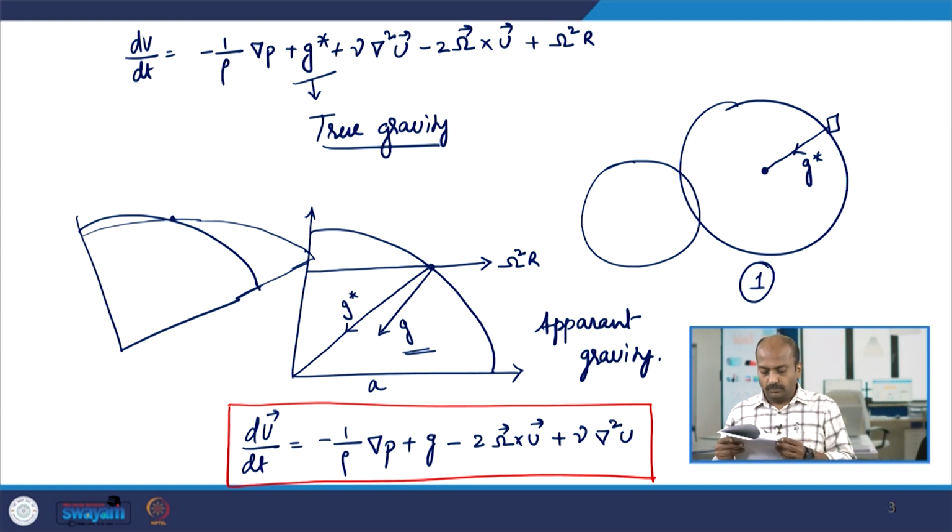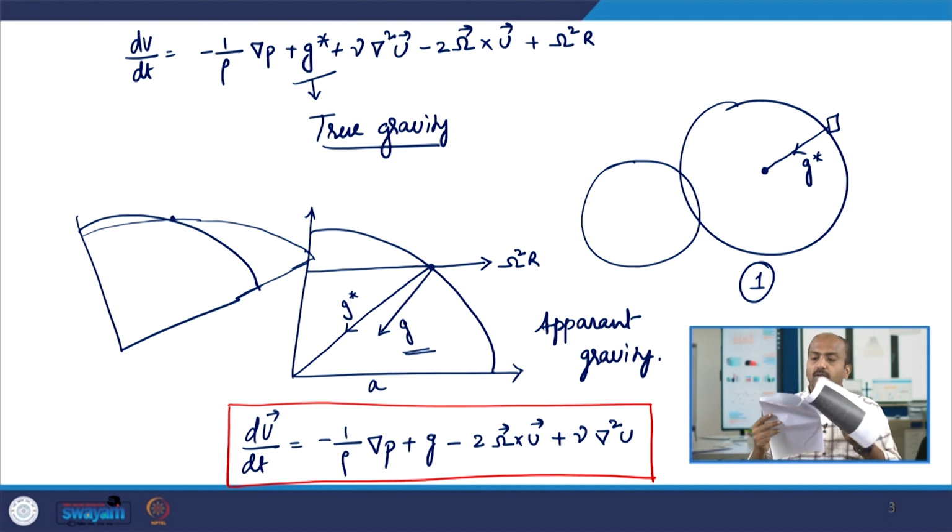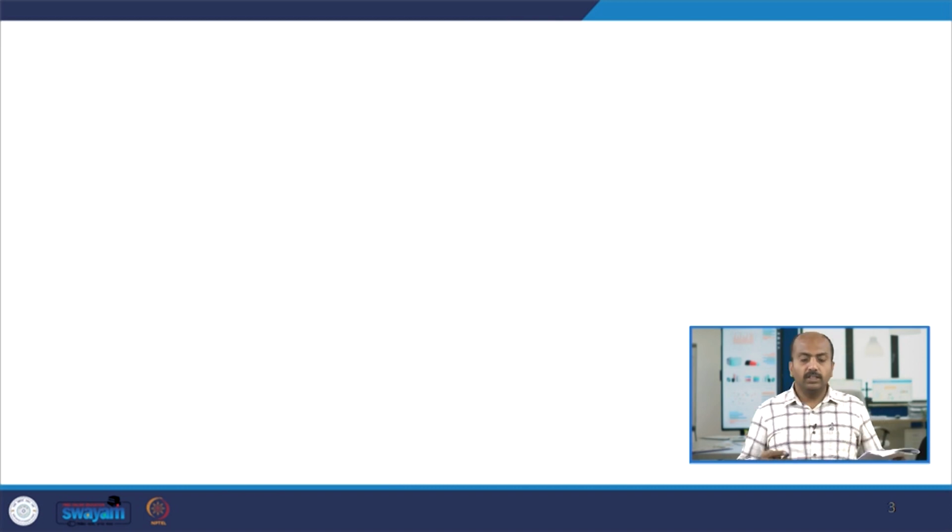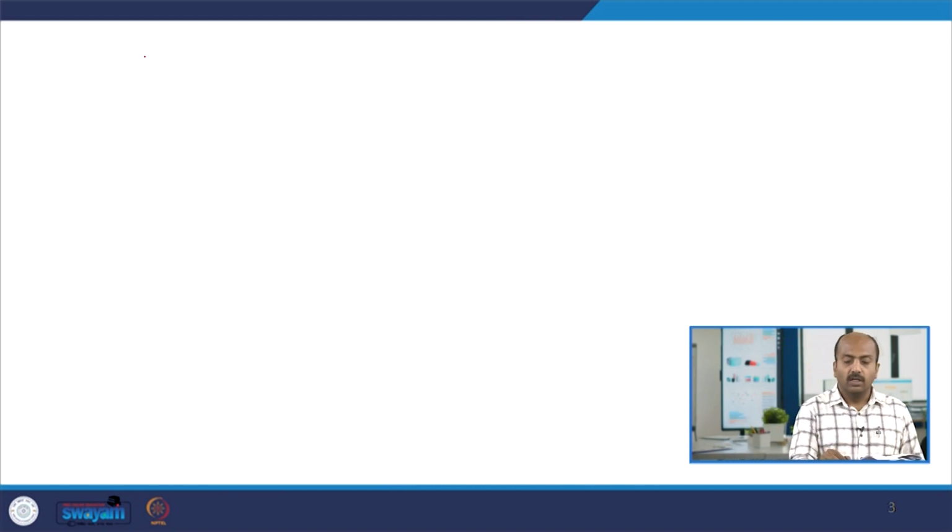Now, here one very important aspect is about the air parcel. What is an air parcel?